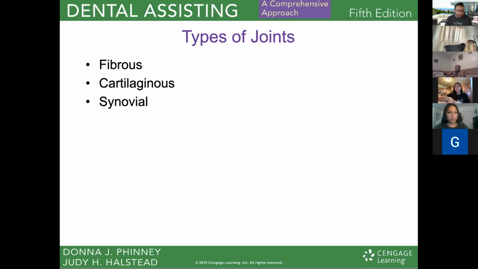Cartilaginous joints are slightly movable joints, such as the joints between the bones of the vertebrae. And synovial joints move more freely, such as in the knee and the elbow. So there are 6 types of synovial joints. We have a ball and socket, a hinge, a pivot, a gliding, a saddle, and a condyloid.